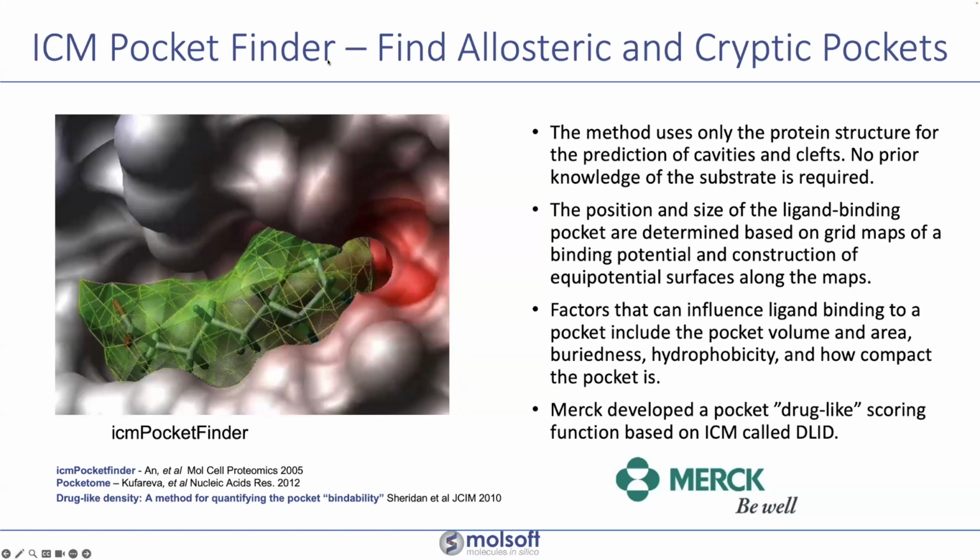Merck used ICM Pocket Finder and wrote this paper in 2010, but it's still relevant, and we still use it. It's a way of scoring these pockets according to their druggability.